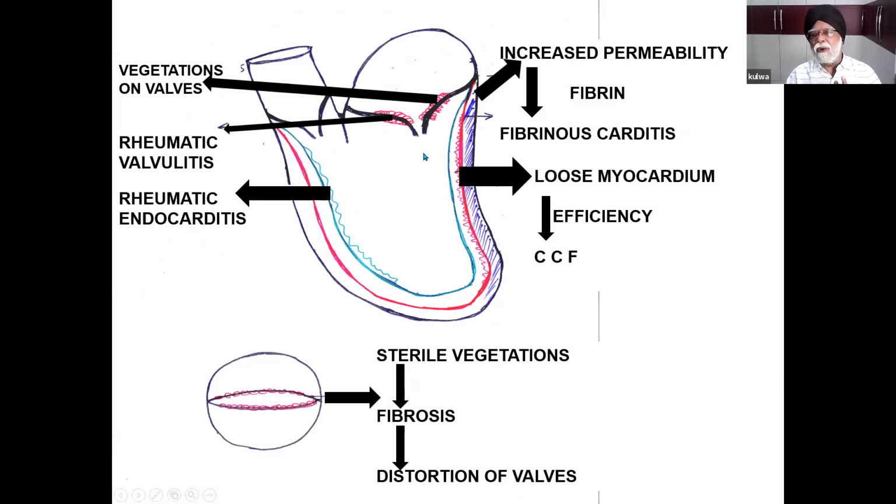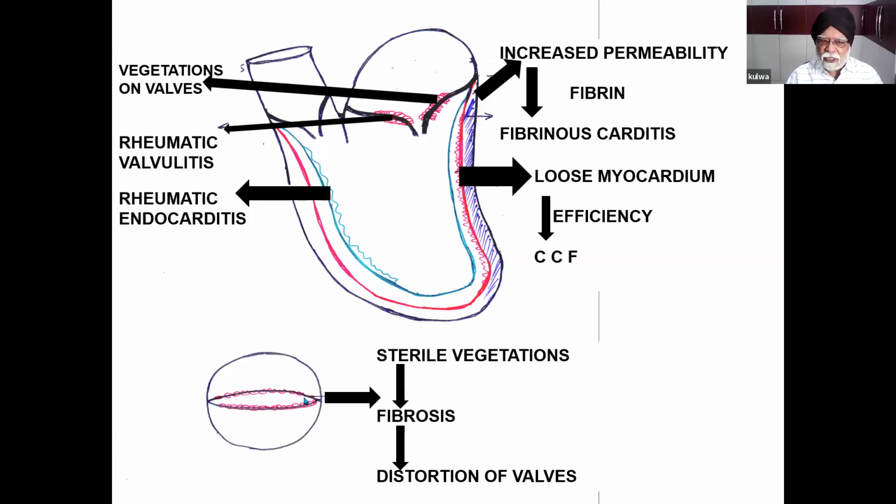This condition is known as mitral regurgitation. Some part of the blood that should go out properly remains here, then again it goes out. That condition is known as mitral regurgitation. And there will be distortion of the valve.